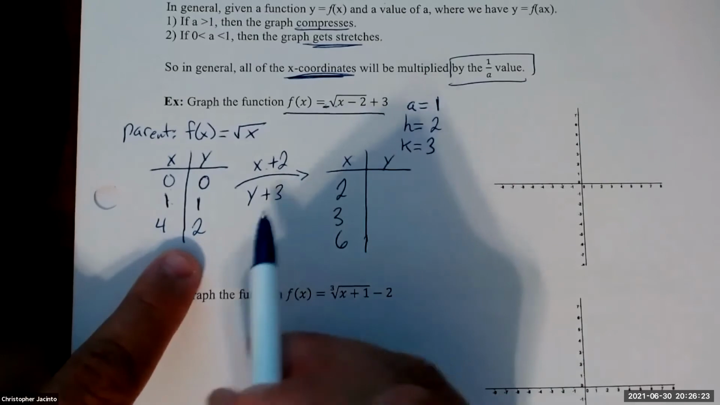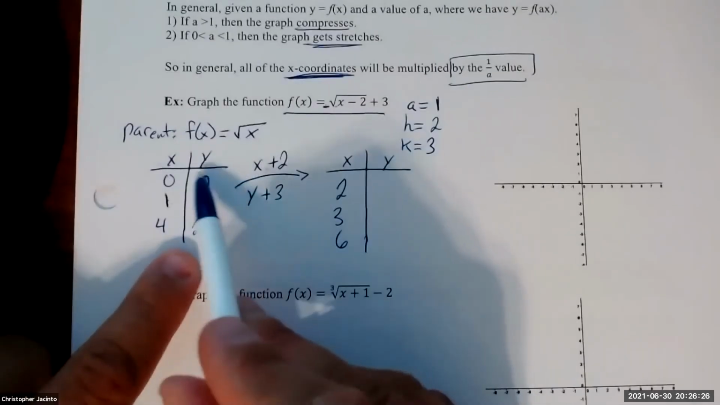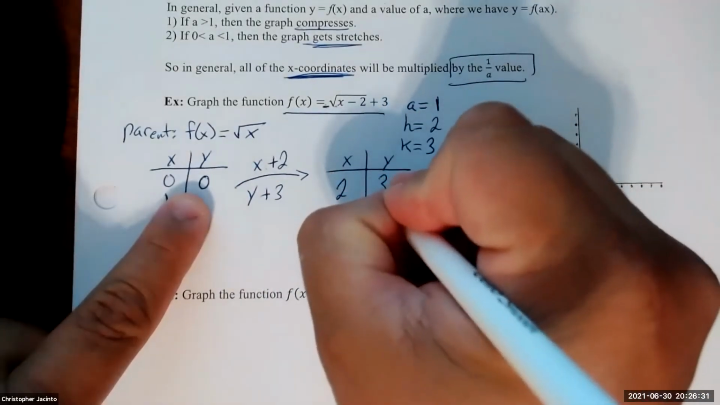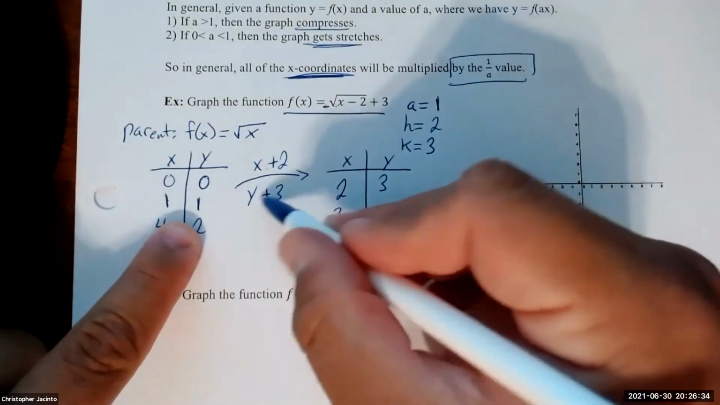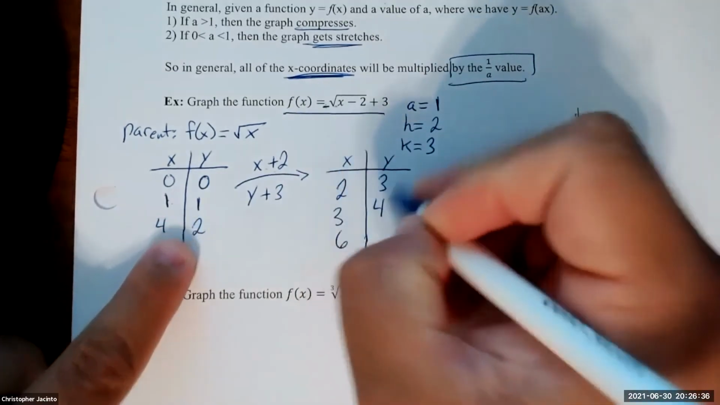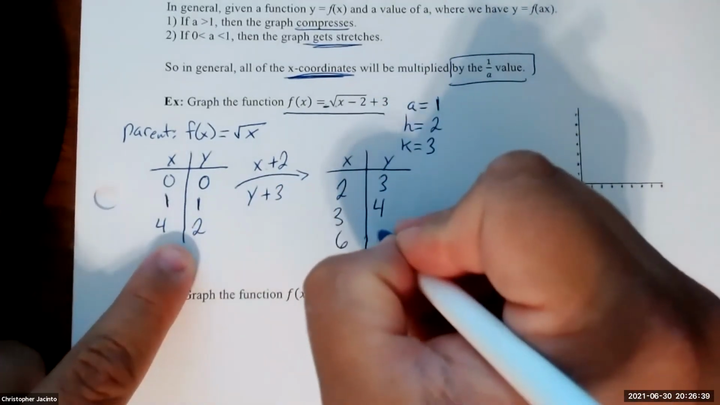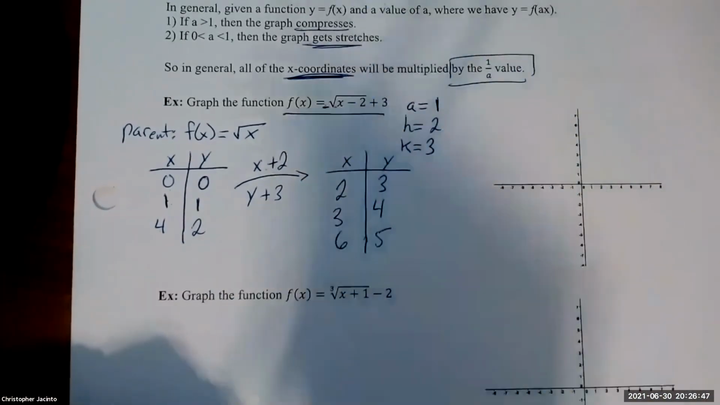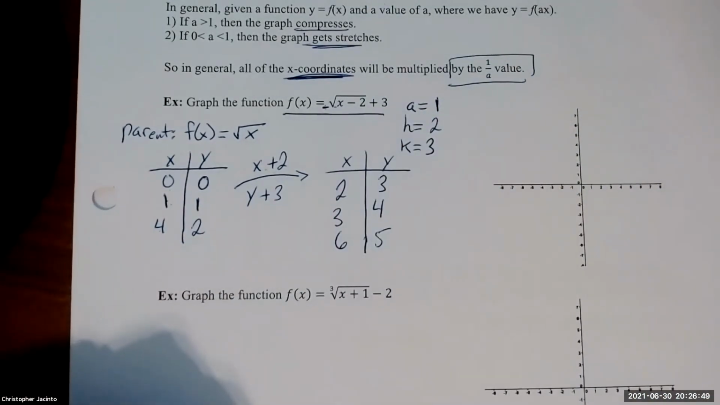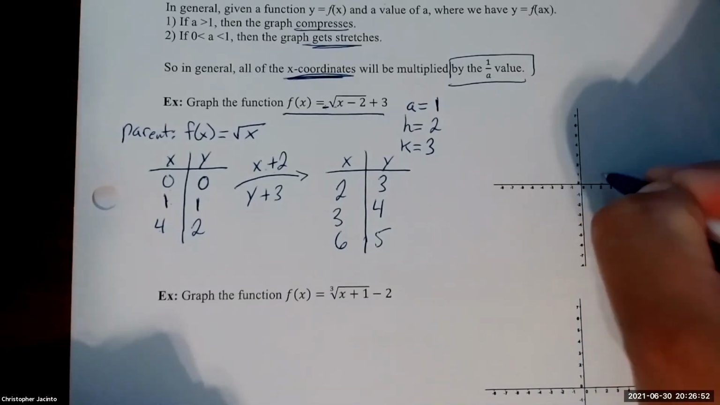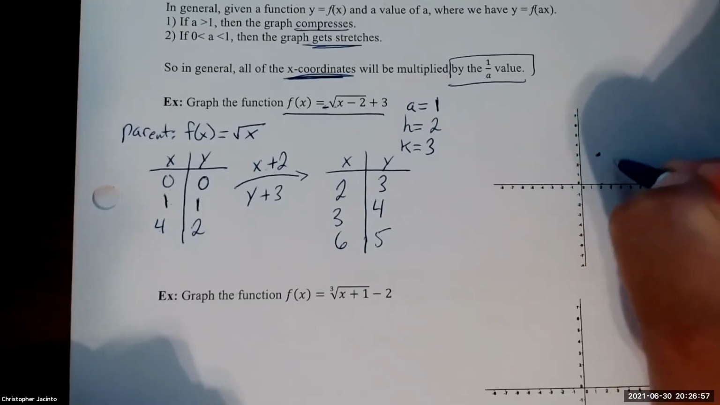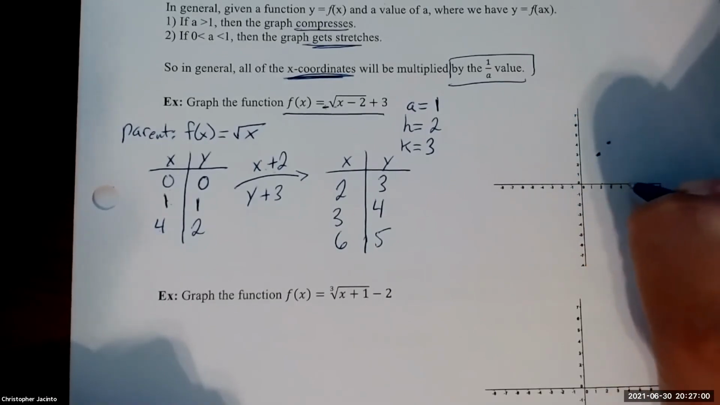Now we do the same thing for the y's, but now we use the bottom, right? Because this is y plus 3, right? So just these. So 0 plus 3 is 3, 1 plus 3 gives you 4, and then 2 plus 3 gives you 5. And again, we graph this, and we're actually done, because that's the graph of that portion there. So 2 up 3, 3, 4, and 6, 5.